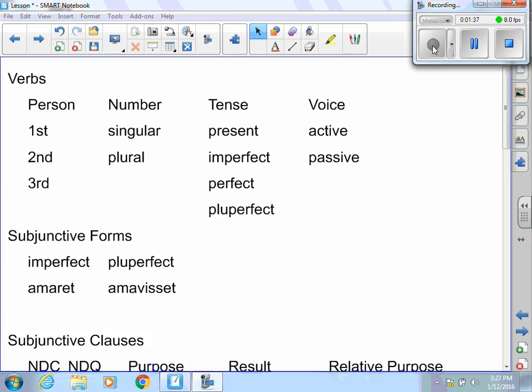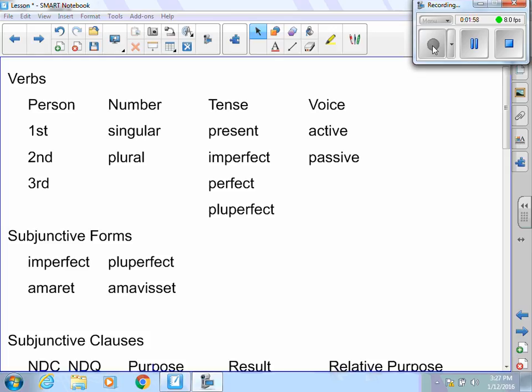After the number, you need to know the tense. We have four tenses: present, the imperfect, the perfect, and the pluperfect. The present and the perfect do not have markers. The present doesn't have anything. The perfect sometimes has clues. The imperfect uses BA as its marker, and the pluperfect uses ERA as its marker.